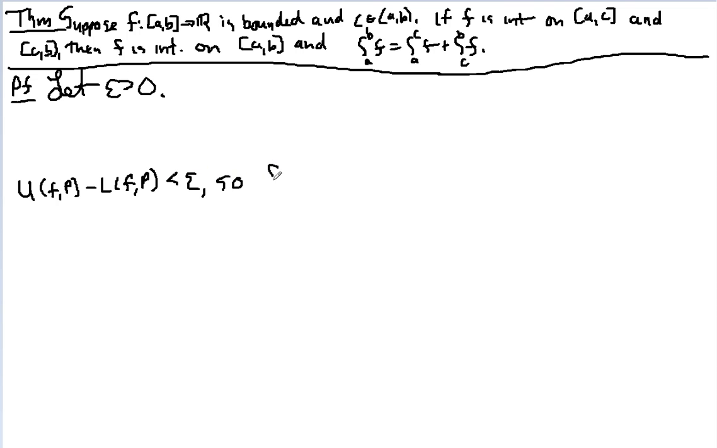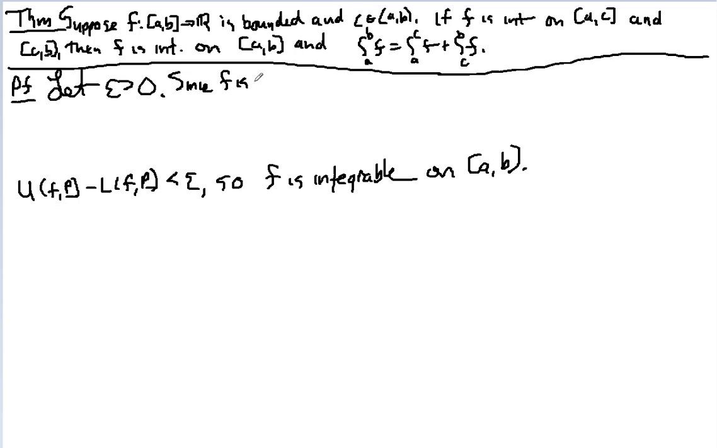So f is integrable on AB. This is the structure, right? This is the theorem. If I can show that this is true, if I can find a partition P such that this is true, then I will be set.